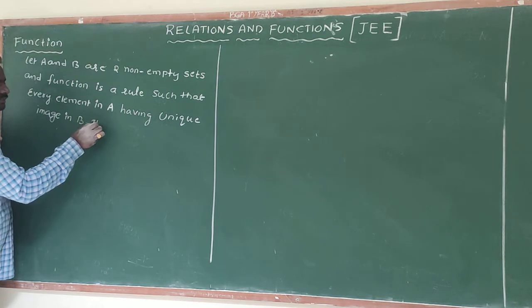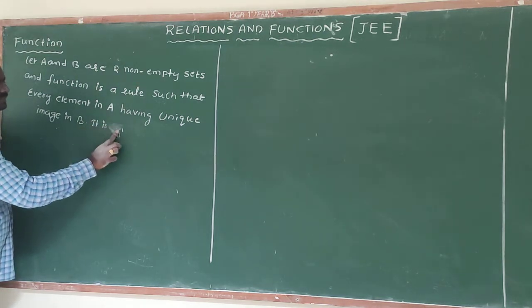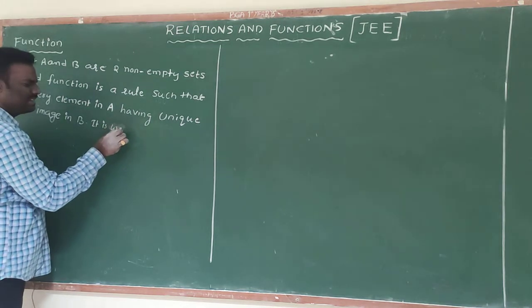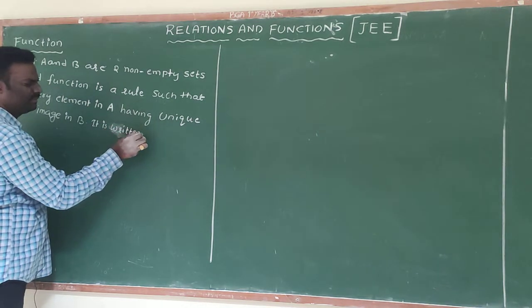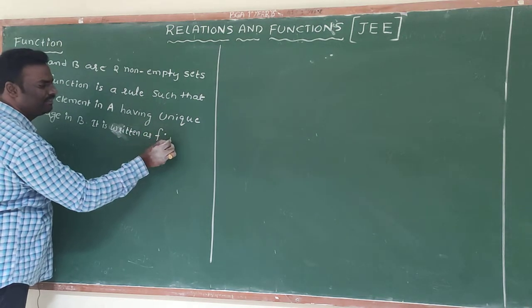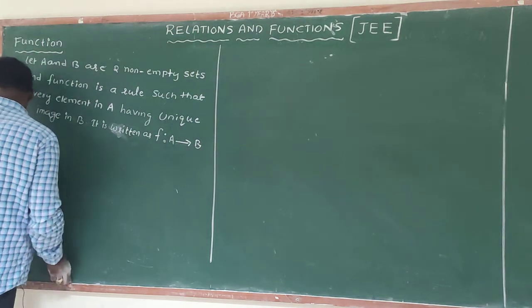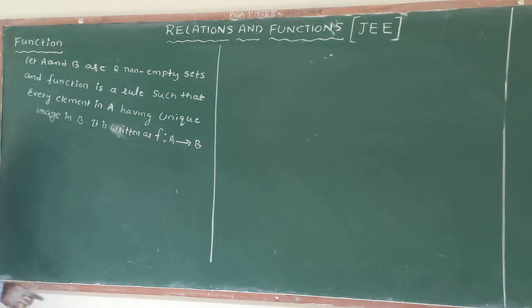It is written as f is a mapping from A to B. So once again listen, let A and B be two non-empty sets, and a function is a rule such that every element in set A has a unique image in set B.